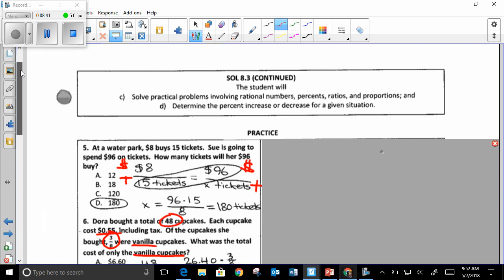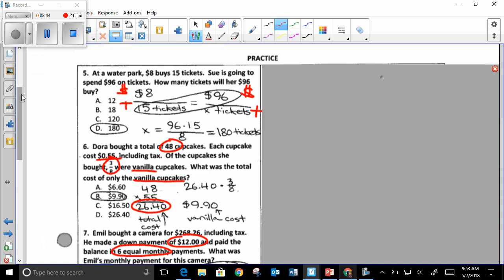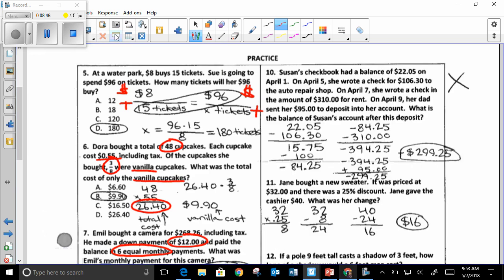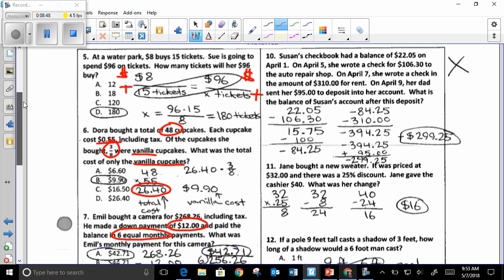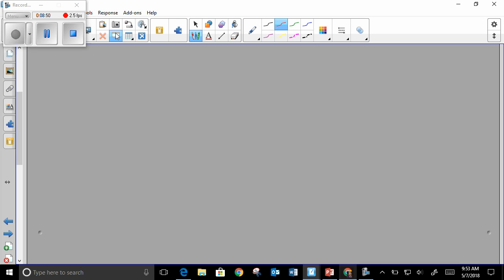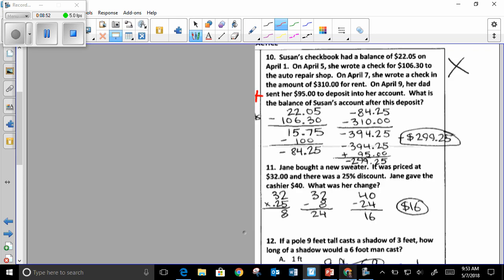All right, number 10. We'll go over to this side. Number 10. I'll cover up the left side so it'll look easier. Number 10. Susan's checkbook had a balance of $22.05. She wrote a check for $106.30, which means you're going to deduct that from the total.